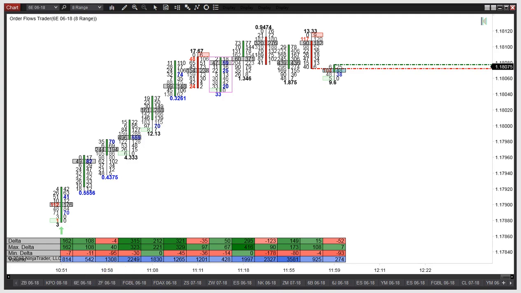I do want to try and create another one later where I'll try and show minis, because a lot of people are interested in minis. This one was on euro currency and crude oil. But again, this is the new version of Orderflows Trader, and I think it can help a lot of people make their order flow trading a lot easier.